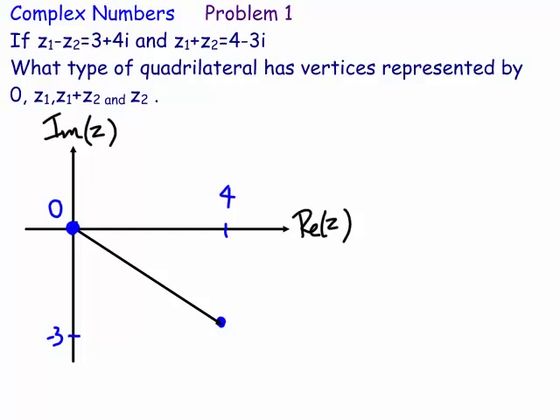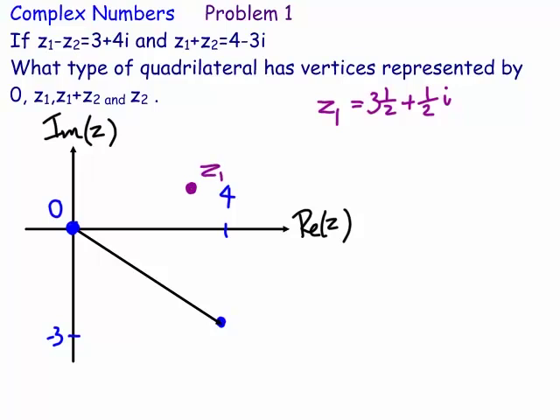Now, we need to work out where the complex numbers z1 and z2 are, and we can see that if we add the two equations, we should be able to get 2 lots of z1 is equal to 7 plus i. So z1 is equal to half of 7, 3.5, plus a half of i. Let's mark in z1, 3.5 plus a half of i, so it's over here somewhere, z1.